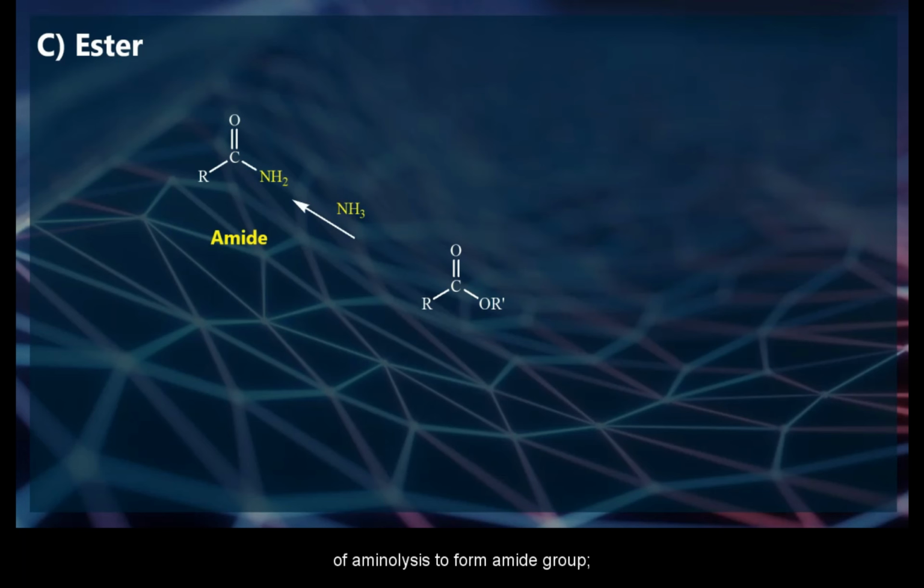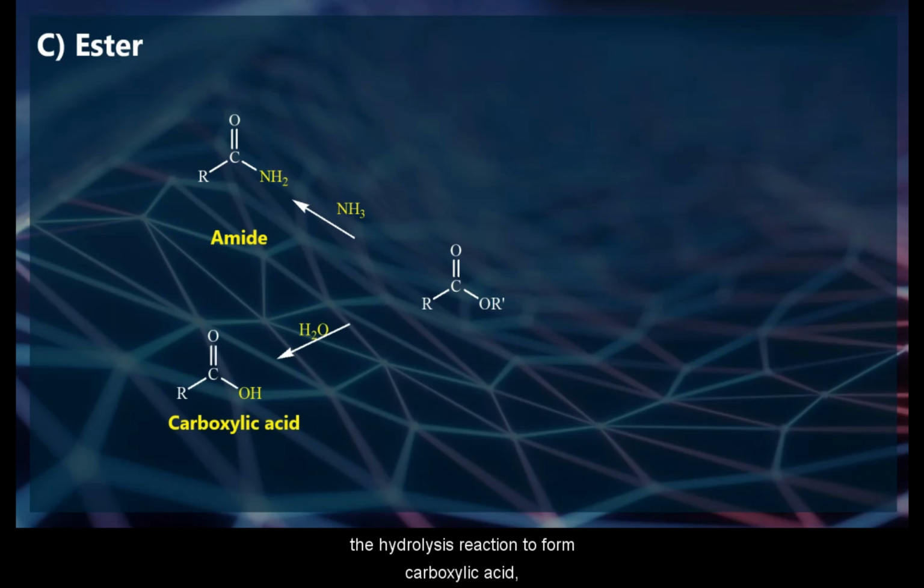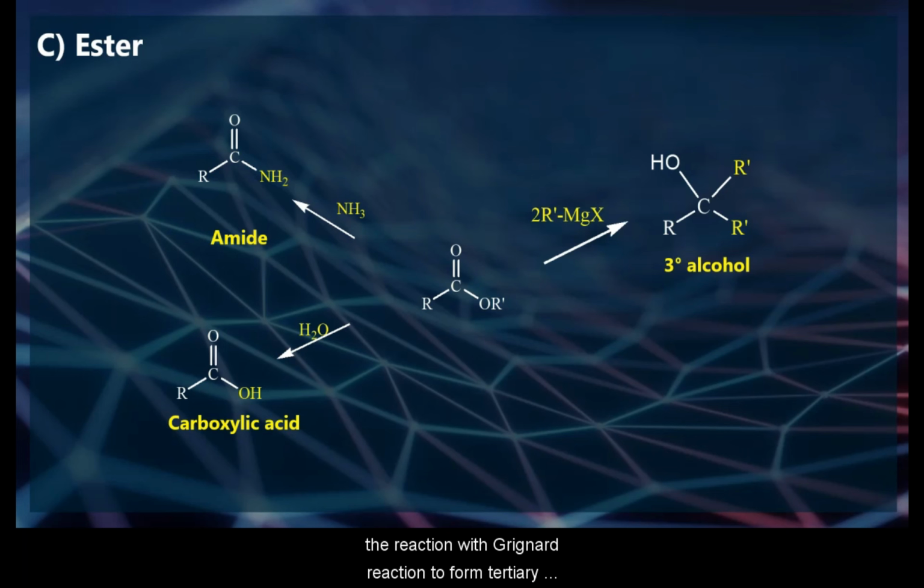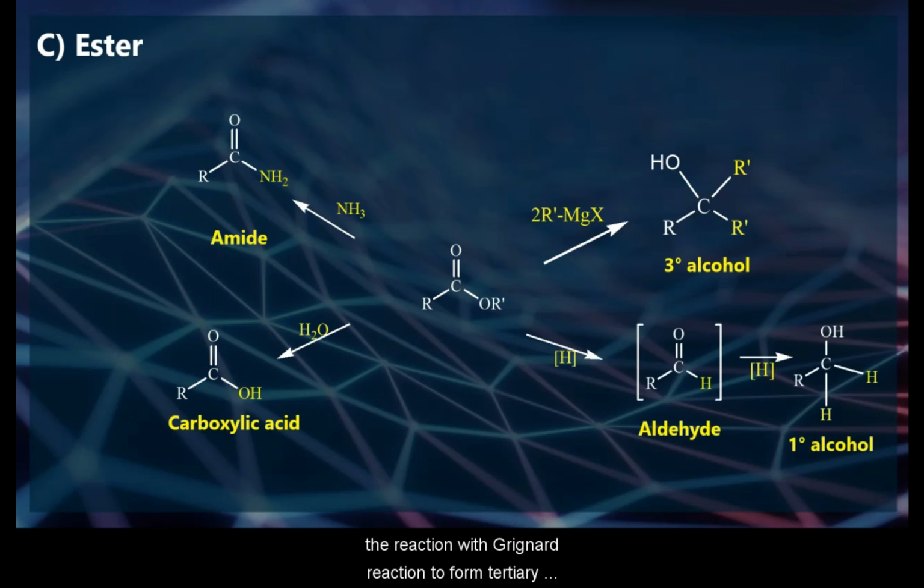The reaction of ester is also similar to the reaction of acid chlorides and anhydride. Ester goes through the reaction of aminolysis to form amide group, the hydrolysis reaction to form carboxylic acid, the reaction with Grignard reagent to form tertiary alcohol, and the reduction reaction to form primary alcohol. By referring to the reaction of acid chloride, try to answer this question.